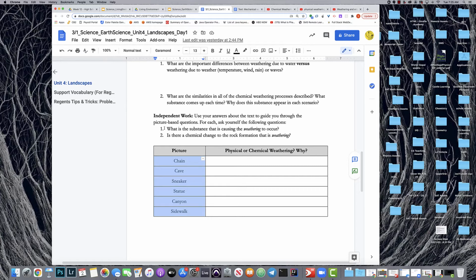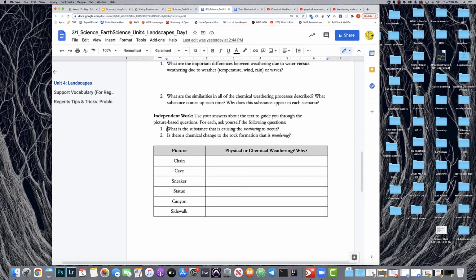weathering and why. And so the first question you would want to ask yourself is, what's the substance that's causing the weathering to occur? All right. Could be a substance, could be some other life form, but not necessarily. Sometimes it's due to an aspect of nature. Is there a chemical change to the rock formation that is weathering? So we can see in certain scenarios that there's an obvious chemical change. Otherwise, answering number 1 will be your route into answering number 2.